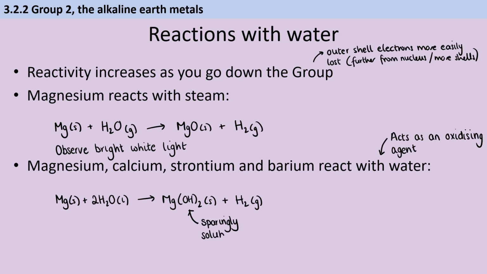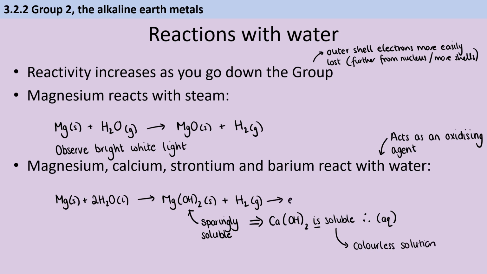That magnesium hydroxide would be a solid because magnesium hydroxide is sparingly soluble, so it's not really going to go into the solution. We know it's a tiny bit soluble because the pH is going to change by a tiny amount, but not by nearly as much as we would see if we had, say, calcium hydroxide, which is soluble and therefore would have the state symbol aq. Calcium hydroxide is a colourless solution, but you are also going to be able to see some bubbles or effervescence from the hydrogen gas.